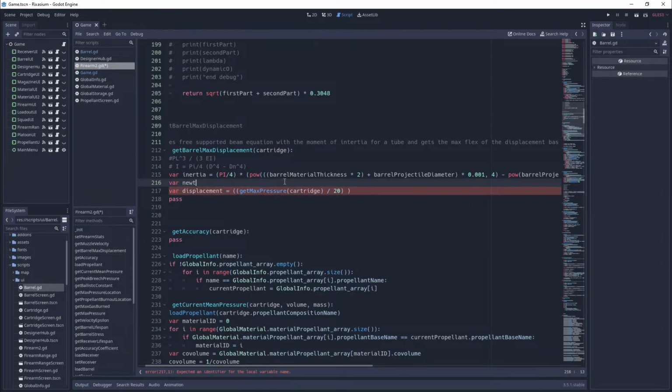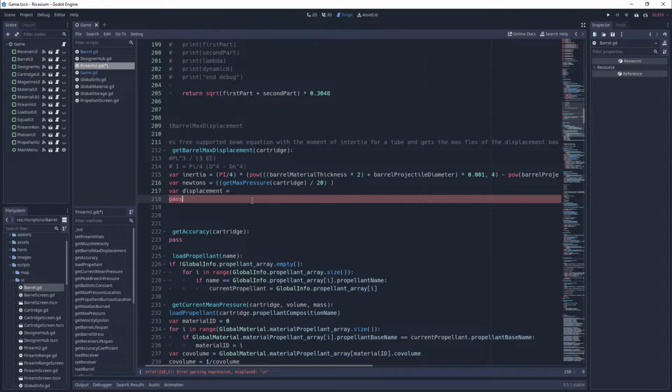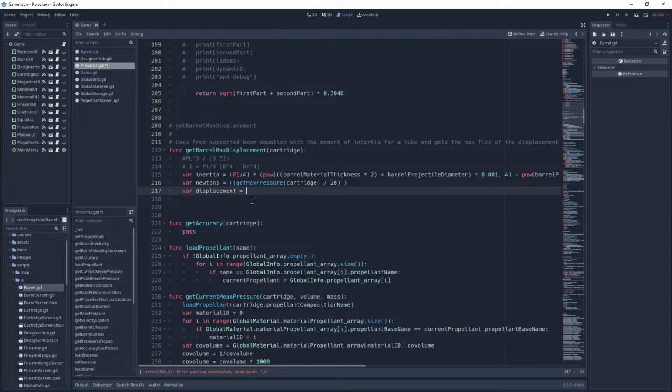So here, newtons. So I'm going to take this, our esoteric equation here. I mean empirical. It's not even empirical, our guesstimation. So we're going to take the newtons, and then we're going to multiply this by barrel length, and after multiplying by 0.01, and then taking that. Alright, looks good.